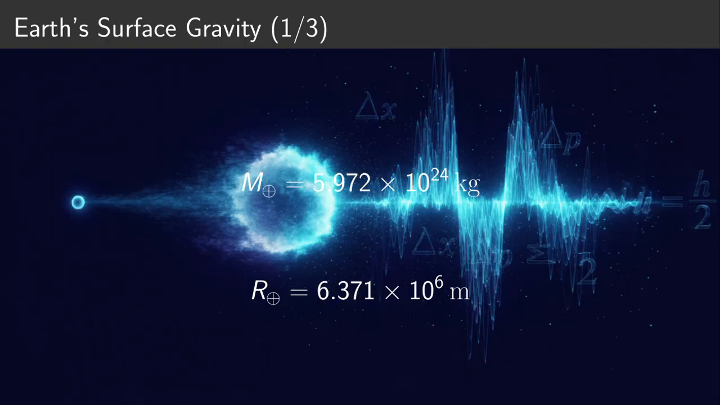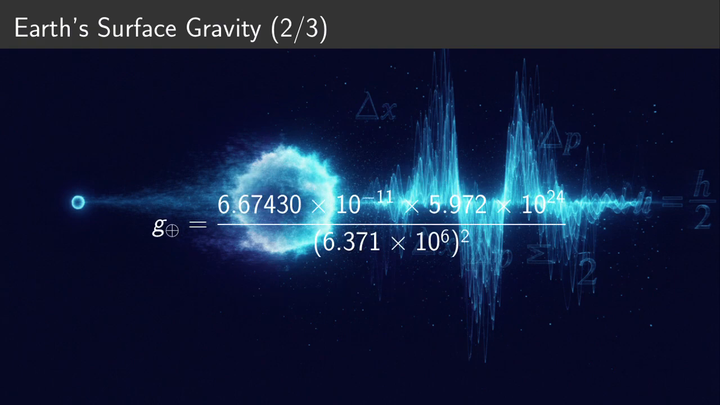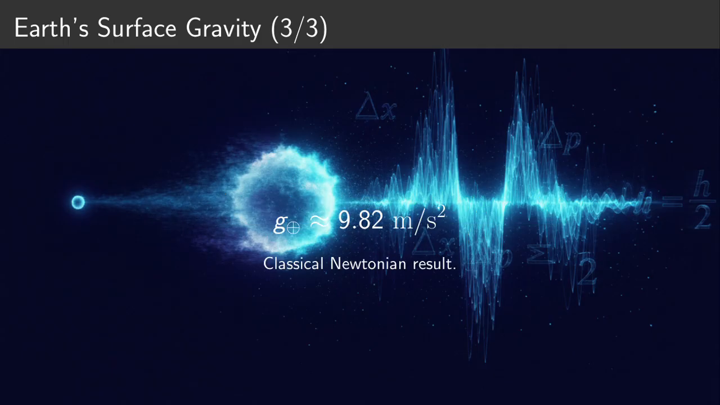Earth. Let's apply this to Earth. We use the known mass and radius of the planet to compute surface gravity. Substituting the numerical values into the equation for g, we obtain approximately 9.82 meters per second squared. This is the classical Newtonian result.